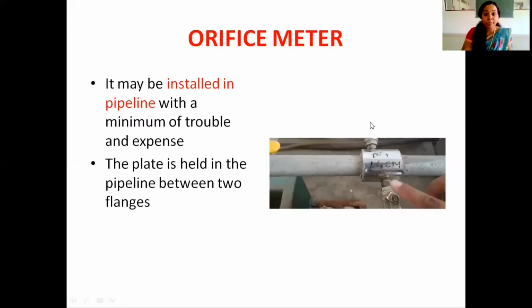To understand more about this orifice meter, you should know Bernoulli's theorem and the principles of Bernoulli's theorem. Actually, this Bernoulli's theorem is based on law of conservation of energy. Energy is conserved. Energy is always conserved. We cannot create energy. We cannot destroy energy. But we can transfer energy from one point to another.